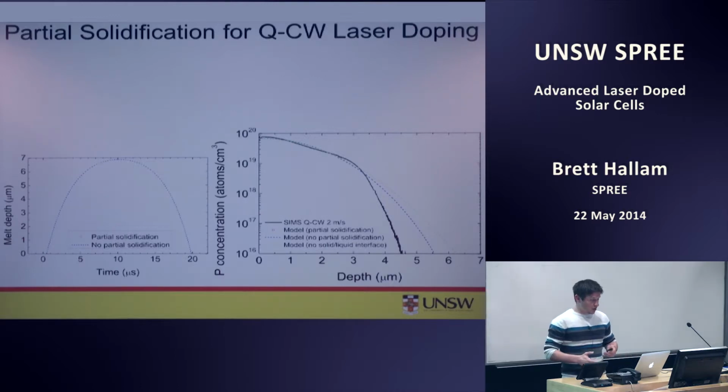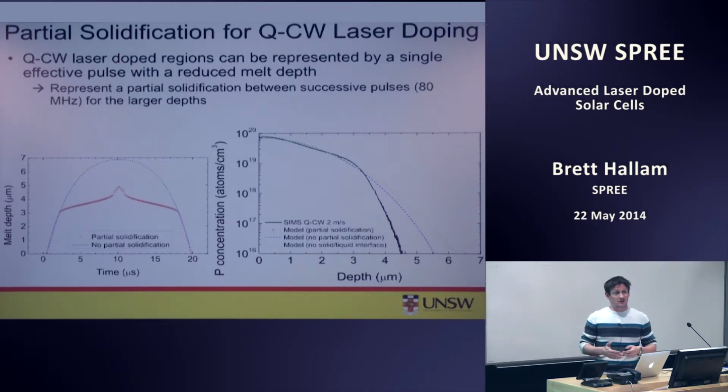Now, even though the time in between each pulse is very, very short for the continuous wave laser, like 12.5 nanoseconds, it's not unreasonable for us to assume that some of the silicon does actually re-solidify between successive pulses, and we would expect that the solidification is occurring towards the surface. So these deepest molten regions would be solidifying first before the next pulse arrives. So what I've done, I've assumed one effective or single effective pulse which has a different effective melt depth throughout this process, and this is just quite a large simplification to make it easier for the computational model.